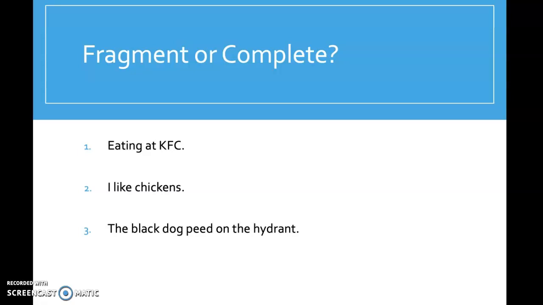That would be complete. We have the black dog, that's our subject. Pee is our verb. When my hair burst into flames. Fragment or complete? That's a fragment. It's a fragment because it has used the word when at the beginning. Whenever you use the word when, you're making the rest of the sentence dependent on an independent clause. When my hair burst into flames, I ran and stuck my head under the sink would complete that sentence.